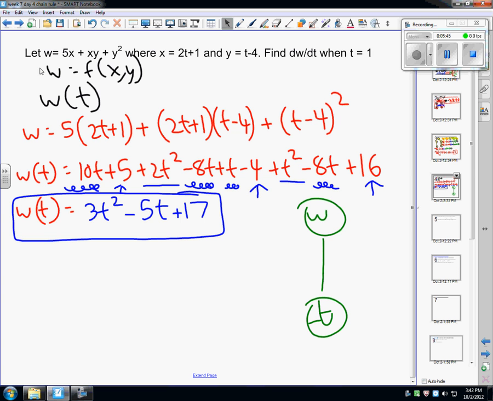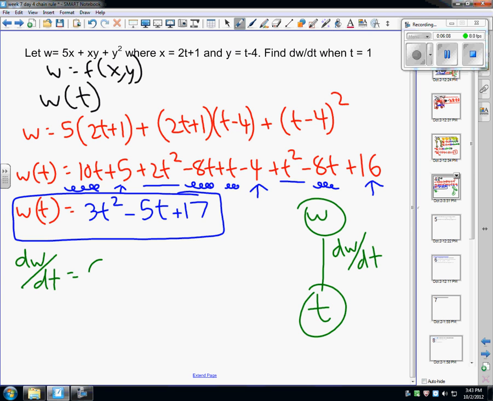This again, w in terms of t, that's all you have. So when I take this derivative, it would be a full derivative, because there's no breaking apart or splitting it with an x and a y. So in this guy, my full derivative here would be 6t minus 5. And if I want to evaluate that at t equals 1, I would get 6 minus 5, which equals 1.